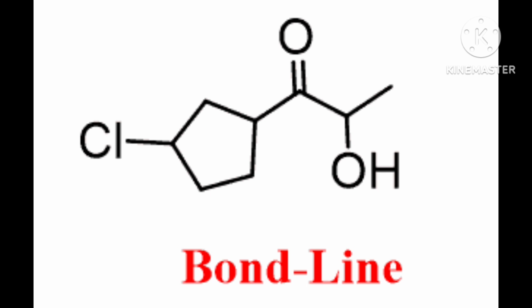For the remaining two valencies, you can write H, H. Then all four valencies are satisfied: two bonds with the neighboring carbons and two bonds with hydrogen, a total of four bonds. Like that, on each point you write CH2, CH2, CH2. This is one way to write cyclic compounds.